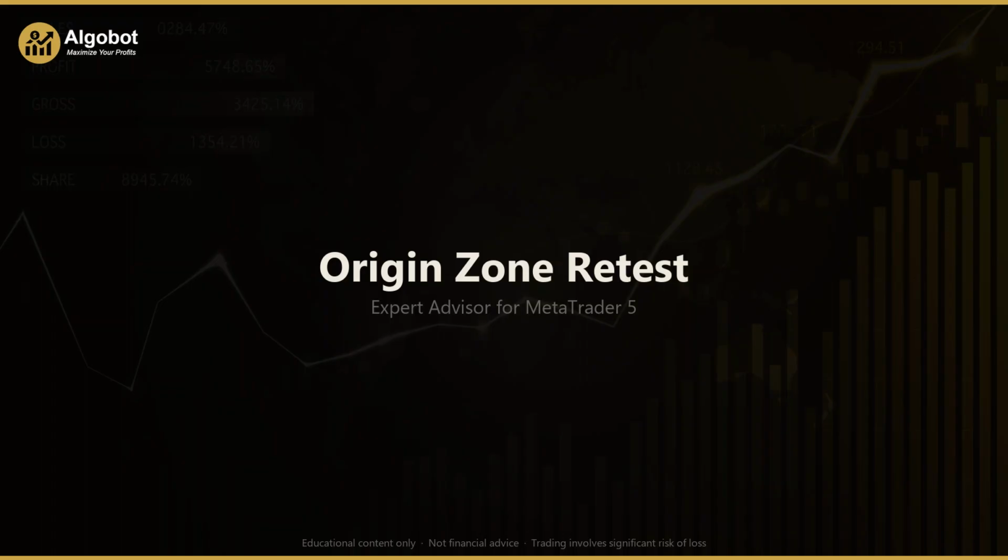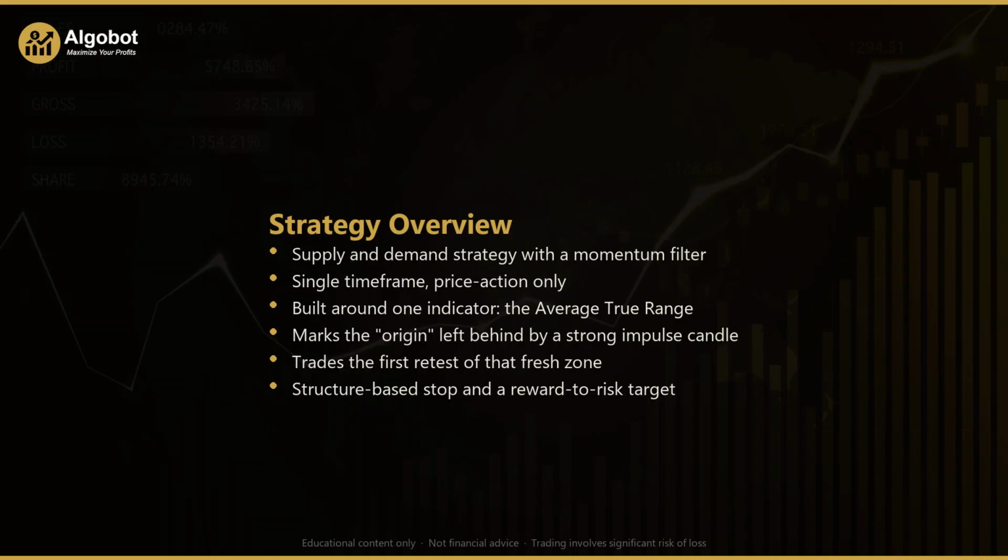In today's lesson we're studying a price action strategy named Origin Zone Retest. This expert advisor combines the idea of supply and demand zones with market momentum, using nothing more than raw candlesticks and the average true range indicator. Over the next few minutes, you'll learn how it detects a strong impulse candle, how it marks the zone that candle left behind, and how it waits patiently for price to return to that zone before it ever considers a trade. Let's dive in.